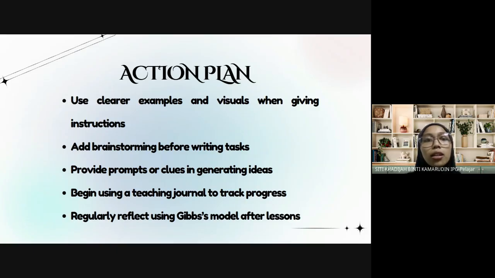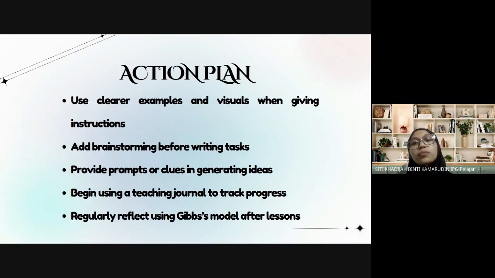And then I need to add a short brainstorming session before writing activities, about what they need to write and what they have to discuss. So the action plan comes after what I have questioned myself in my reflection. And then the third one is to provide visual or written prompts to help students generate ideas. The same as giving prompts, giving them ideas.